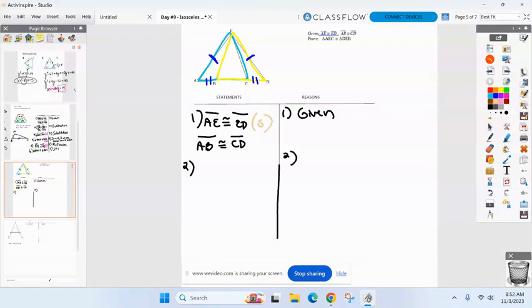Here might be one that's confusing. Can I count AB and CB as sides? Remember, when I say, can I count them, they have to be full sides. They can't be part of a full side. Is AB a full side? No, it's not. AB is not the full side. It's AC. So I am not going to put an S next to that. So how many pairs are we looking for now? Two more pairs.